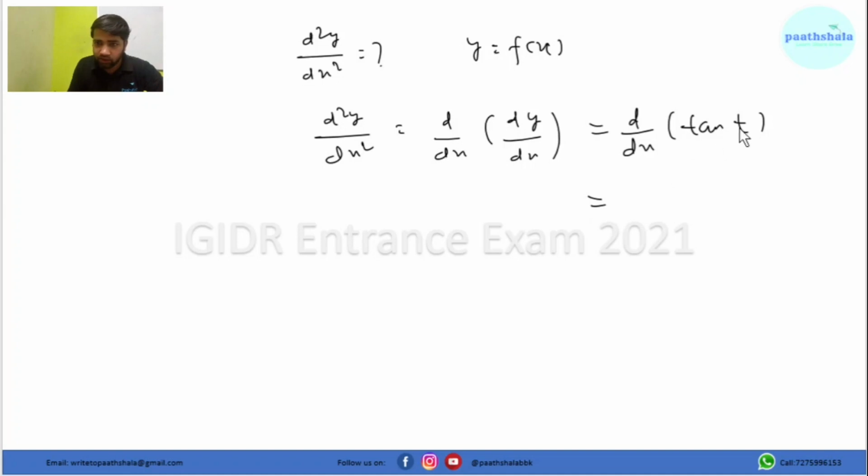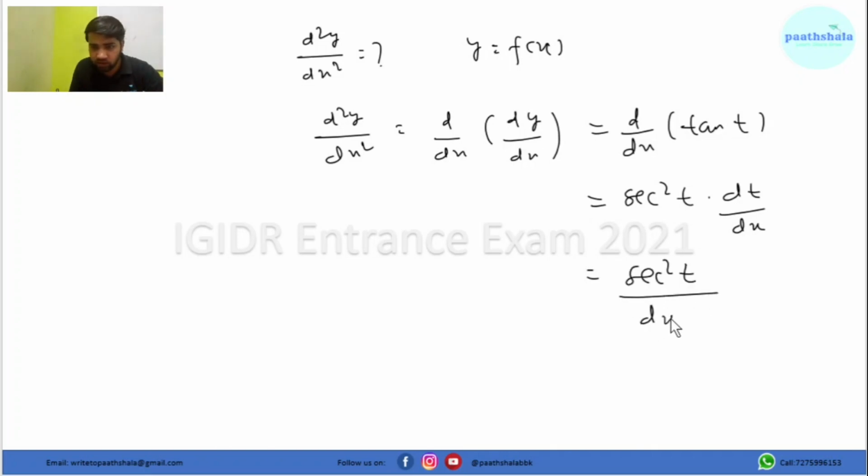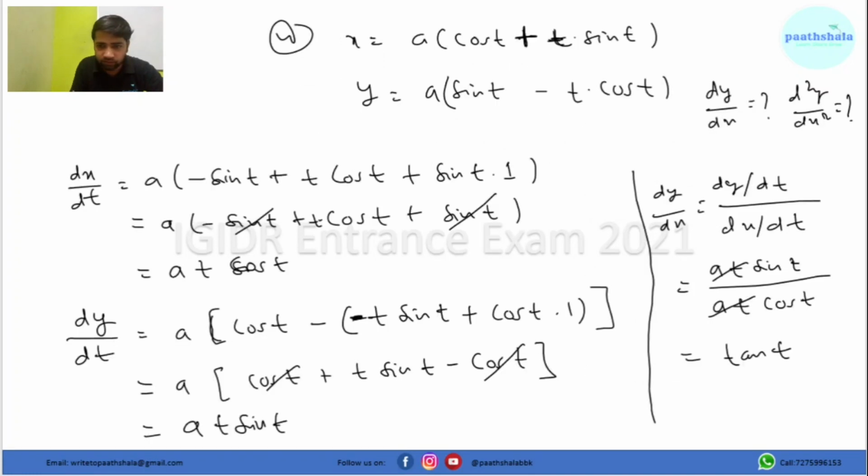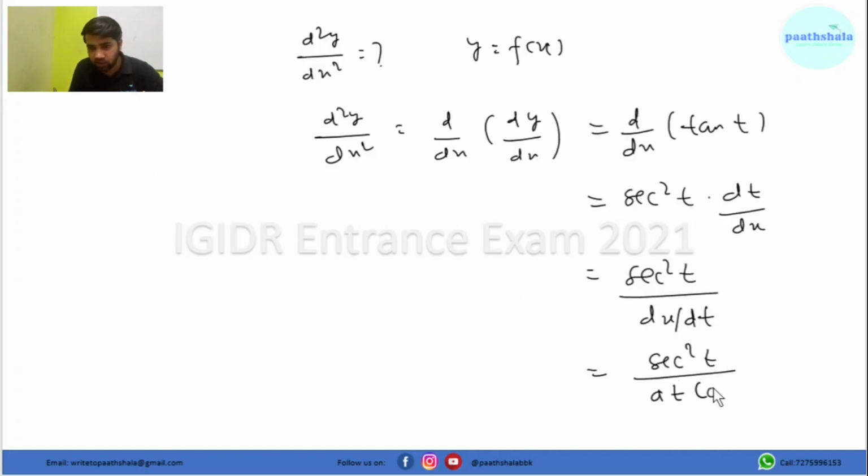So when you differentiate this with respect to x, this will come out to be sec square t and dt by dx. But we don't know the value of dt by dx, but we know the value of dx by dt. So this will become sec square t upon dx by dt. Now put it. So sec square t whole upon this value, you can see this value was a cos t. So let's put it. This is a cos t, so this will come out to be sec cube t whole upon a. So this will be your final answer.